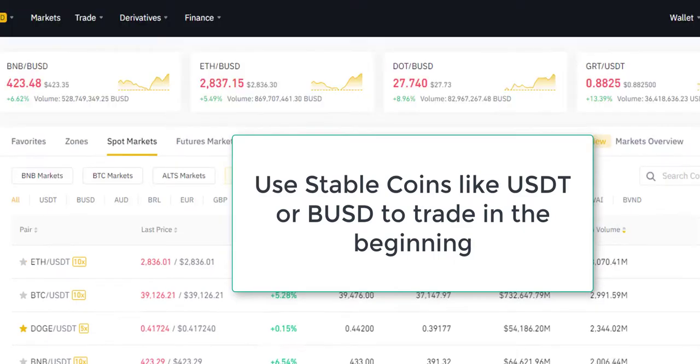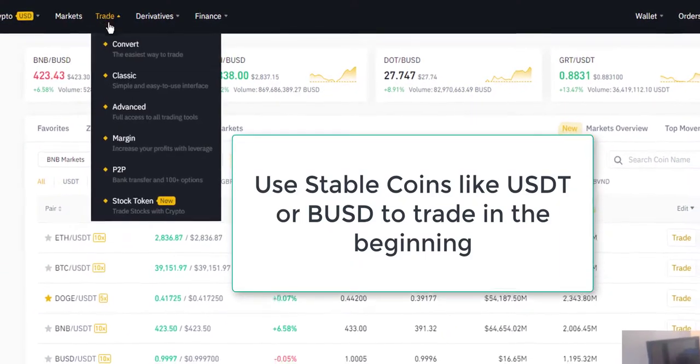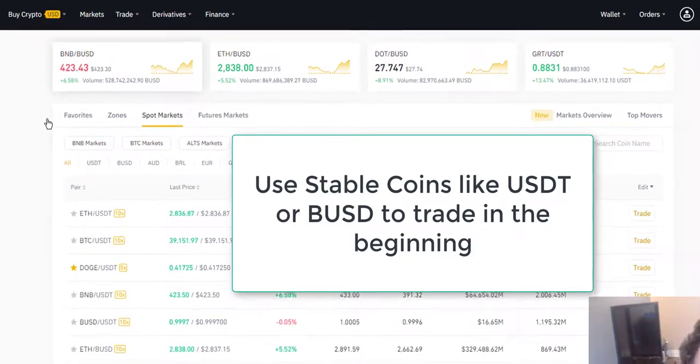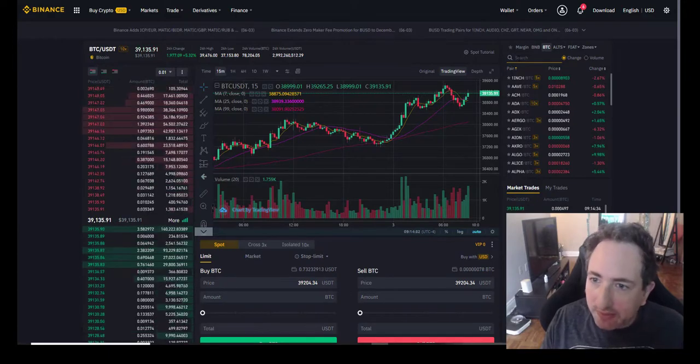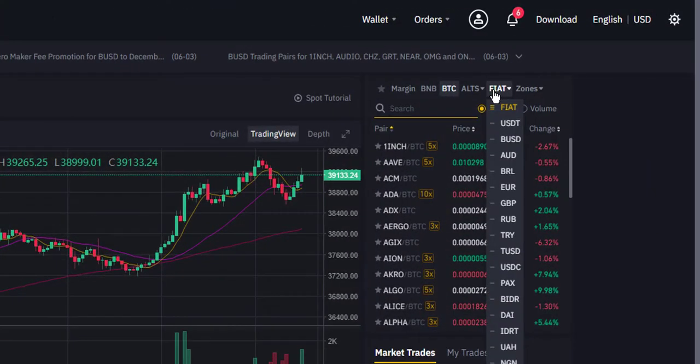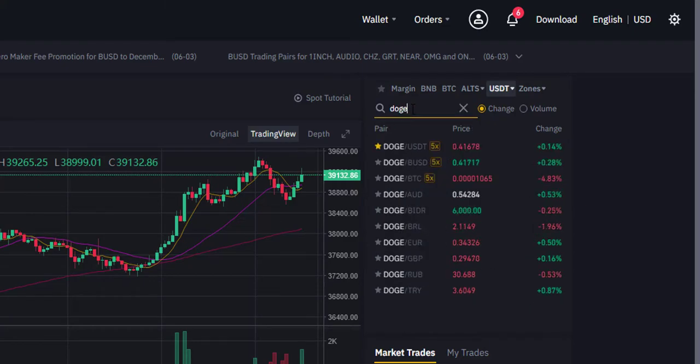All right, let's go ahead and actually talk about the trades. If you go to Binance, you click on trade. In the beginning, you can use classic view if you're just starting out. If you click here on the right, you can do pairing. You can click here and pick what you want to pair with. Like I said before, I like Tether USDT, and let's look at Doge. You can pick here Doge Tether.